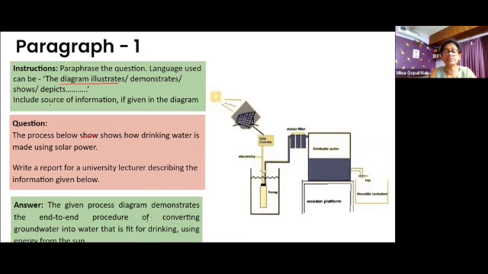So, the end-to-end procedure of converting groundwater, the water which we get from under the ground, into water that is fit for drinking. Instead of saying drinking water, we have written that it is fit for drinking. And instead of saying solar power, we have said using energy from the sun. So this is how you can paraphrase the question. Any questions about the first paragraph?